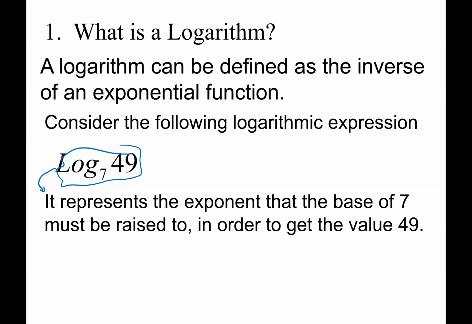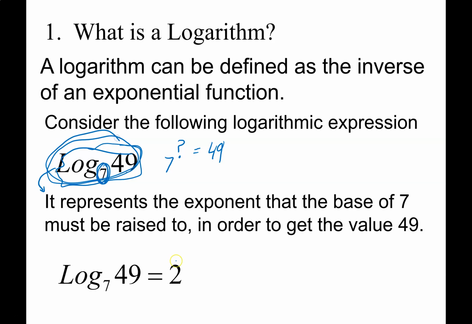So what this means is like this. It represents the exponent that your base of 7 needs to become 49. In other words, I have some unknown power that 7 needs to become 49. So instead of 7 to the power 49, which is really huge, it's 7 to the what is 49. So really, this is just one of the world's ugliest ways to say the number 2.